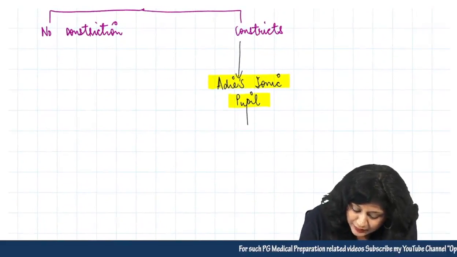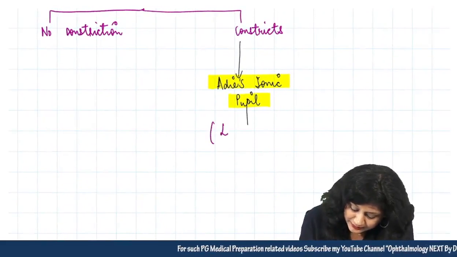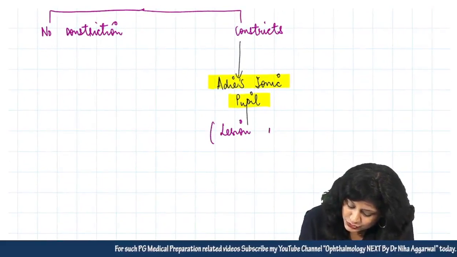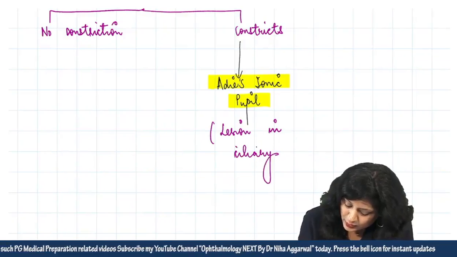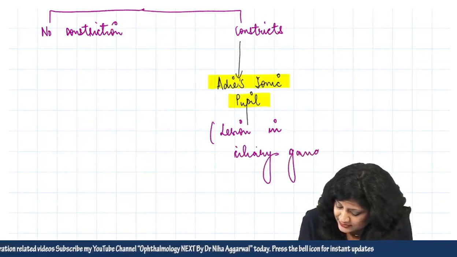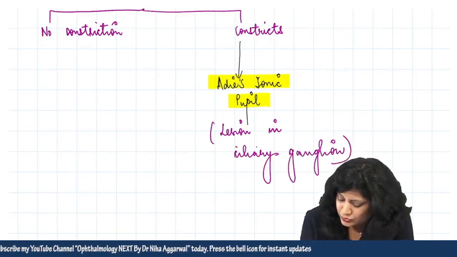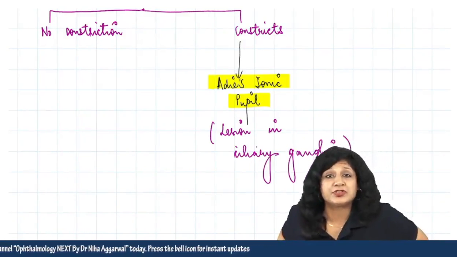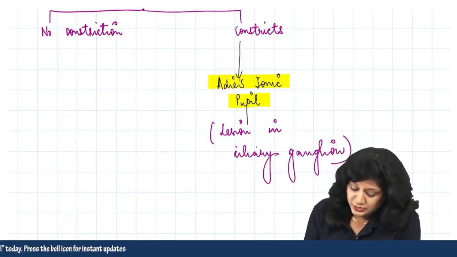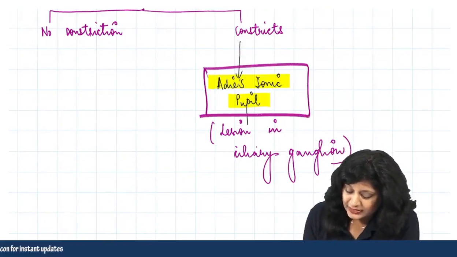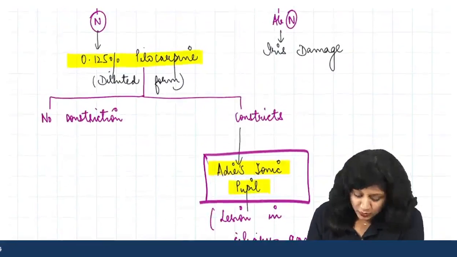Then this is very, very clear, because in the Adie's tonic pupil we have got a lesion in the ciliary ganglion. Because you have a lesion in the ciliary ganglion, we have what you call denervation sensitivity, and therefore it is the only type of pupil which is constricting with such a diluted version of pilocarpine.